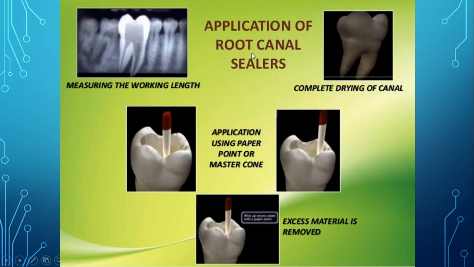This is the procedure of application of root canal sealer. First of all, obviously, we will measure the working length, and we will do root canal preparation, shaping and cleansing. Then we will use irrigants and intracanal medicaments to disinfect the canals. After that, we will dry the canal with the help of paper points, and then we will use a paper point to put sealer into the canal, and excess material is removed.